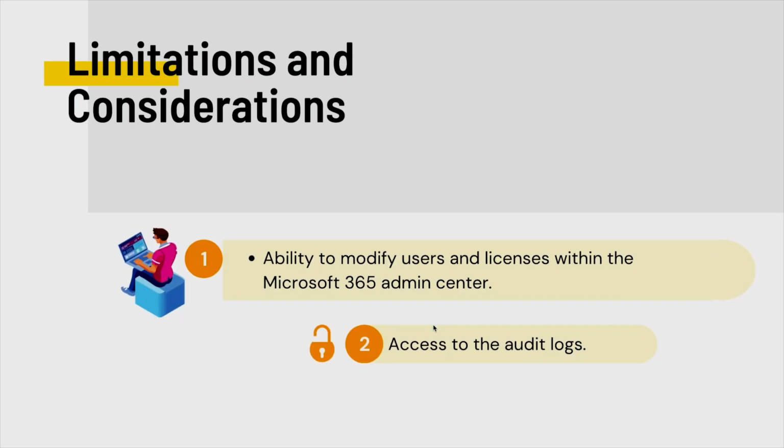There are certain limitations and considerations while we talk about understanding Power BI administrator roles. You should always keep in mind that the Power BI admin and Power Platform admin roles don't provide these capabilities. First is the ability to modify users and licenses within the Microsoft 365 Admin Center. Secondly, access to the audit logs. If you would like to access the audit logs, then you should have permission under the Microsoft 365 Global Admin role. In my upcoming videos, I'll let you know how you can access the audit logs as well.